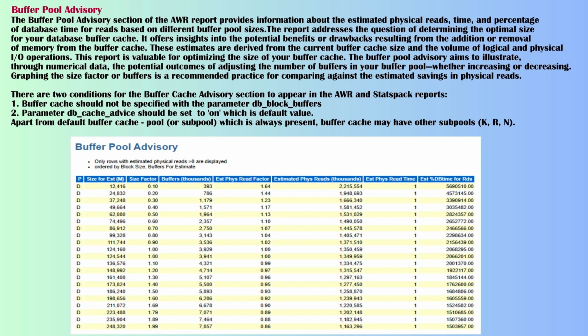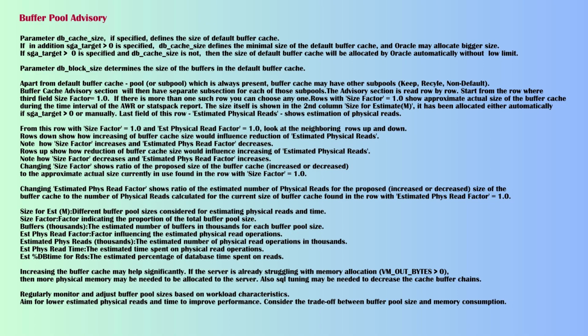If an additional SGA_target is specified, db_cache_size defines the minimal size of the default buffer cache, and Oracle may allocate a bigger size. If SGA_target is specified and db_cache_size is not, then the size of the default buffer cache will be allocated by Oracle automatically without a low limit. Parameter db_block_size determines the size of the buffers in the default buffer cache.